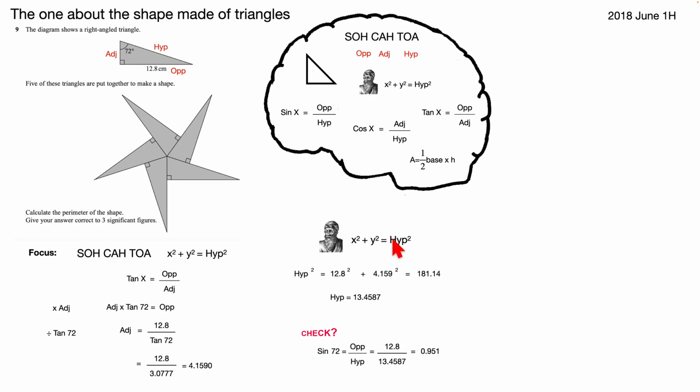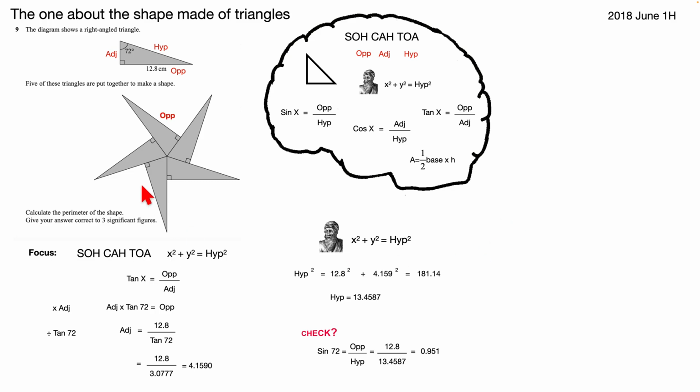We've used Pythagoras to find the hypotenuse. Let's see if sine works. Sine, of course, being opposite over hypotenuse. 12.8 over our recently discovered hypotenuse is 0.951, which incidentally is sine of 72 degrees. So I feel warm and cuddly now because I think I've bagged these extra lengths.